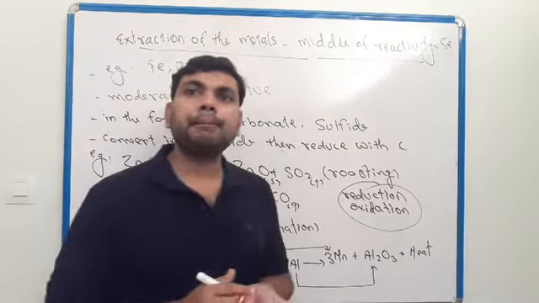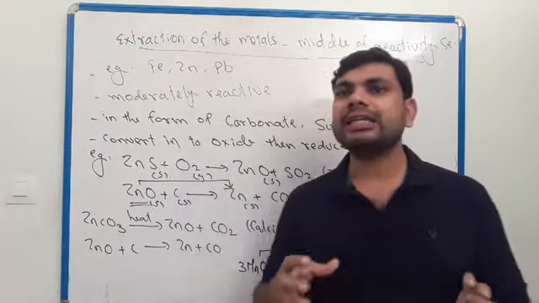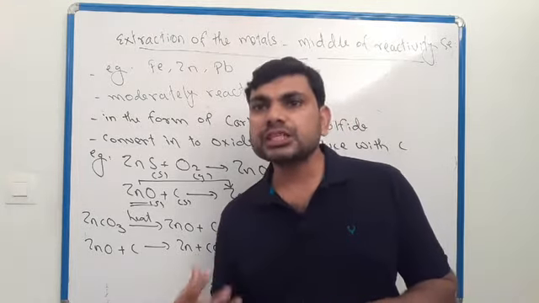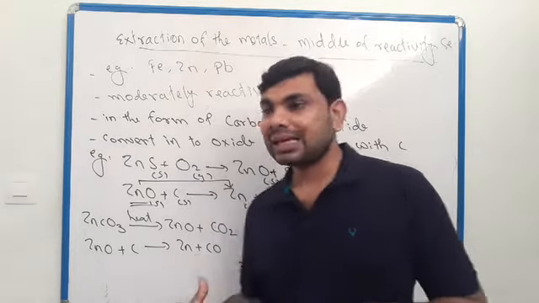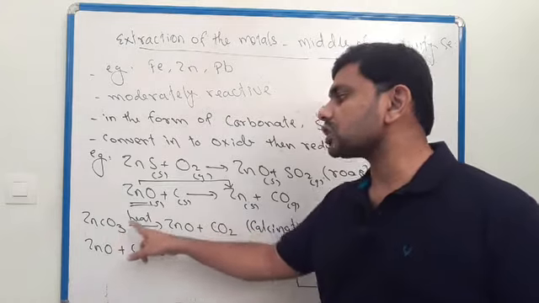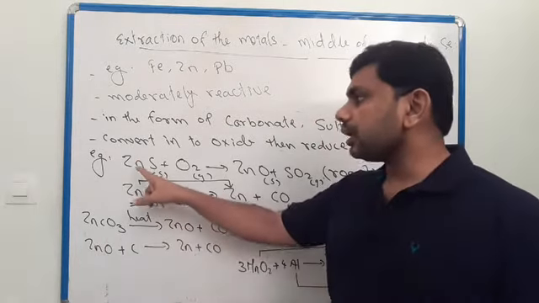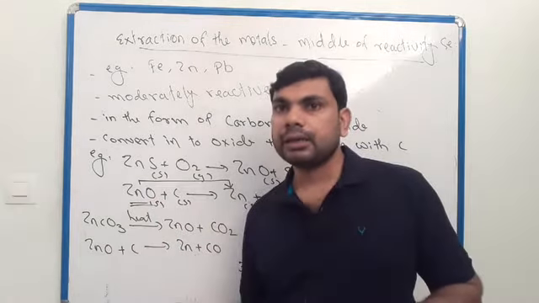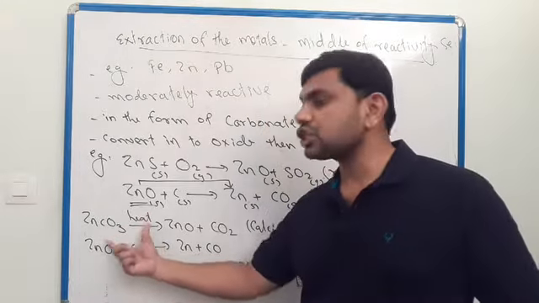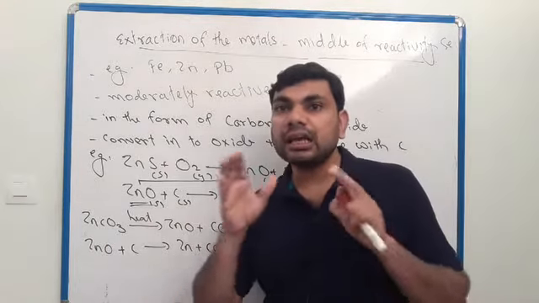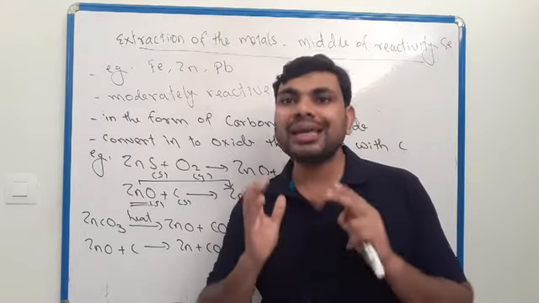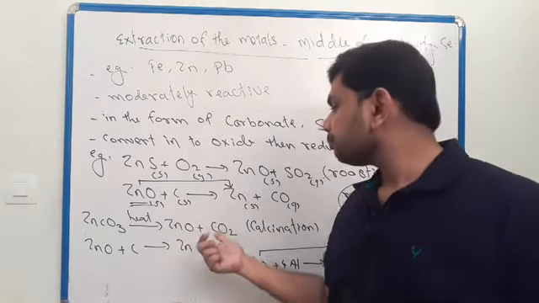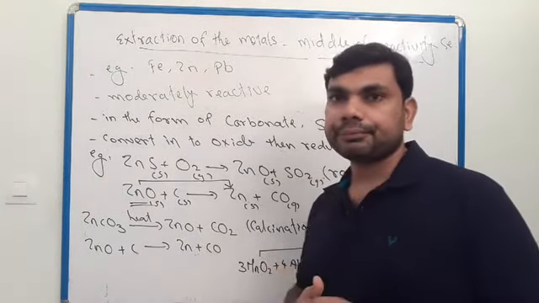Clear? Similarly, metal carbonate on strong heating in limited supply of air will change to metal oxide. This process is called calcination. Look here, metal carbonate on strong heating. Here metal sulfide on strong heating in excess amount of air, in presence of air. But here metal carbonate on strong heating in limited supply of oxygen or air will change to metal oxide and carbon dioxide. This process is called calcination.